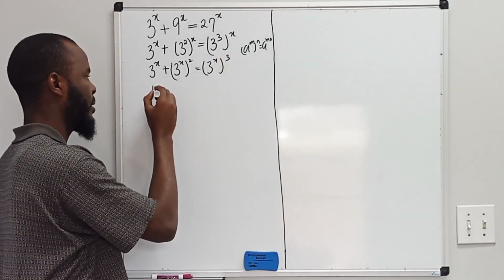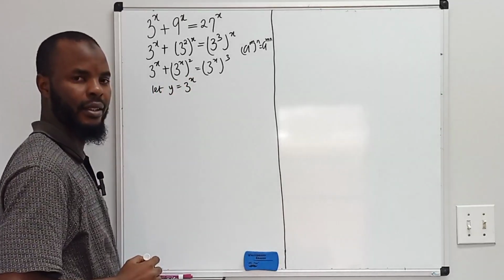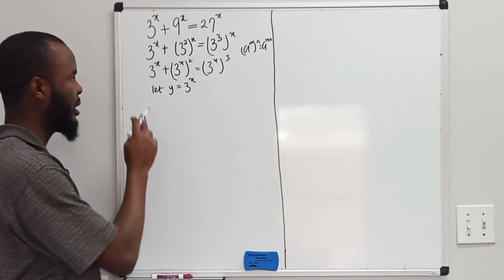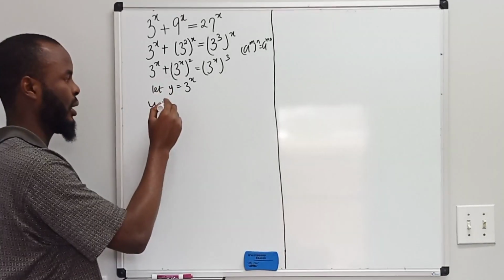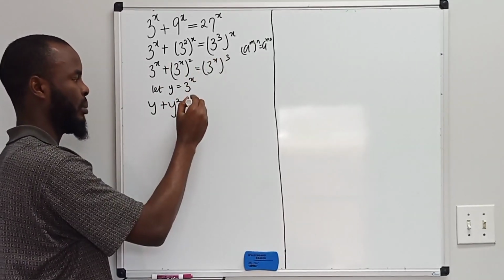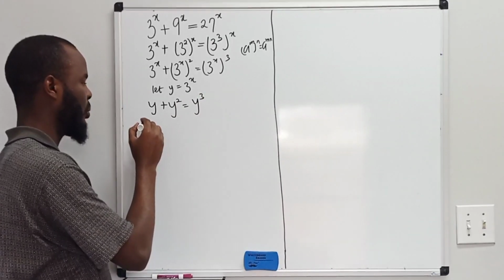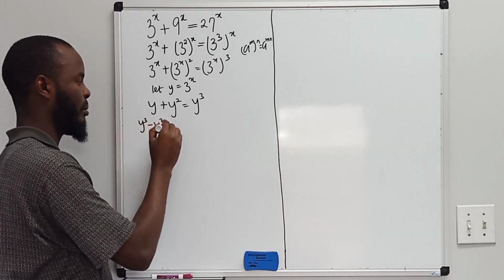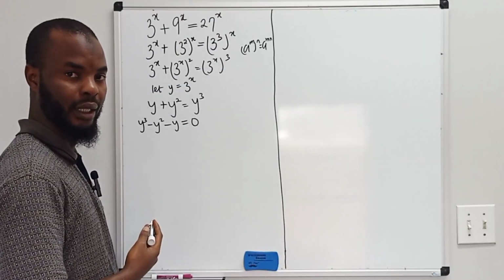Now let y be equal to 3 to the power of x. Now we're going to plug in y when we see 3 to the power of x. So doing that, I'm going to have y plus y to the power of 2 equals y to the power of 3. Now rewriting this equation, we have y to the power of 3 minus y squared minus y equals 0.